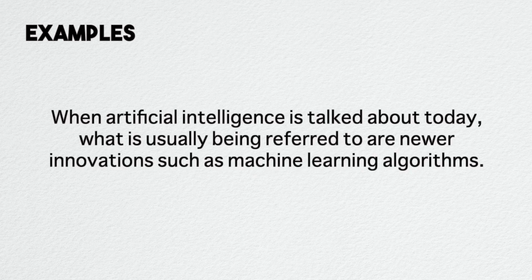Let's look at another one. When artificial intelligence is talked about today, what is usually being referred to are newer innovations such as machine learning algorithms. So the phrasal verb here is talked about. We might fix this by writing when artificial intelligence is discussed today. So a single verb, no prepositions necessary, and then it's a little bit cleaner, a little bit more formal. These can be quite difficult to master. Sometimes it's hard to think of a synonym, but Google is your friend there. You can just type in the phrasal verb and synonyms and Google will help you.